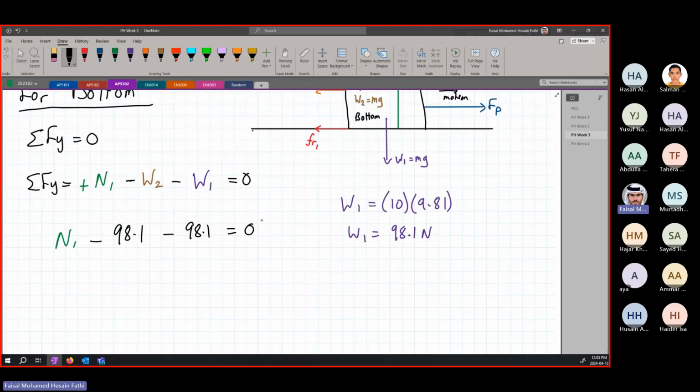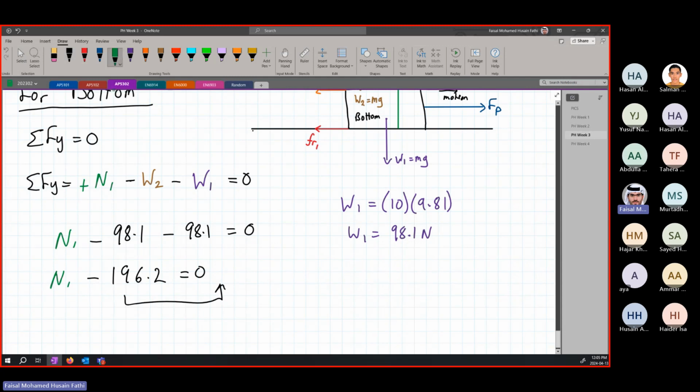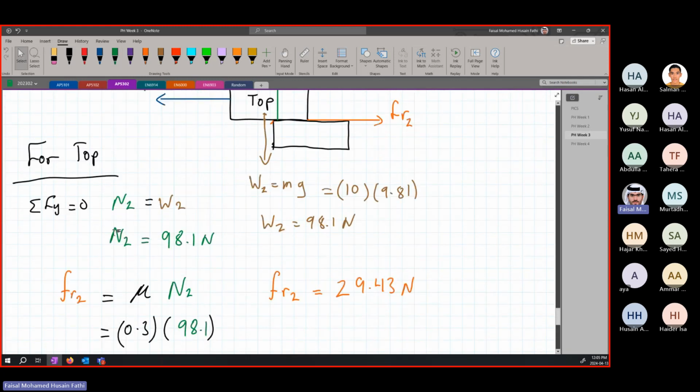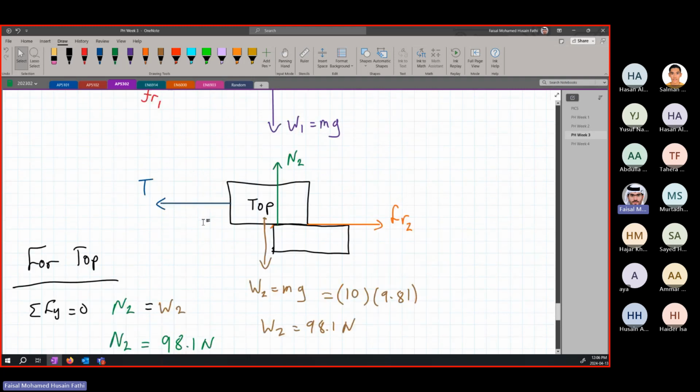Now let's simplify first before taking them to the other side. So N1 minus 98.1 minus 98.1 is equal to N1 minus 196.2, which is equal to 0. We take this to the other side, and we find that our N1 is equal to 196.2 newtons. Notice how here the normal force is not the same as the normal force we found earlier. All right?